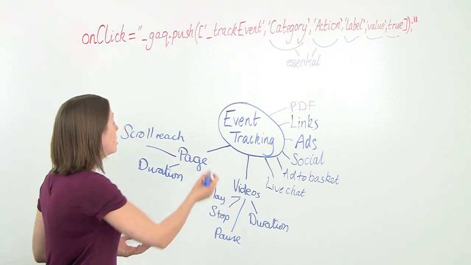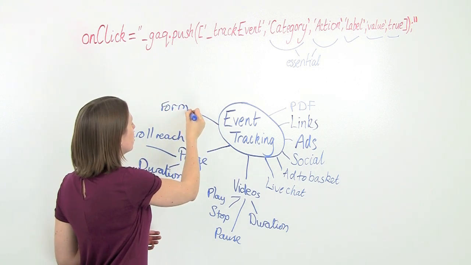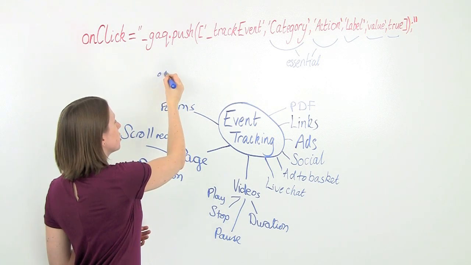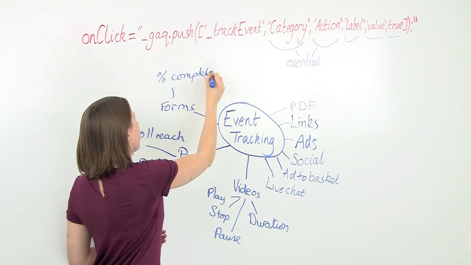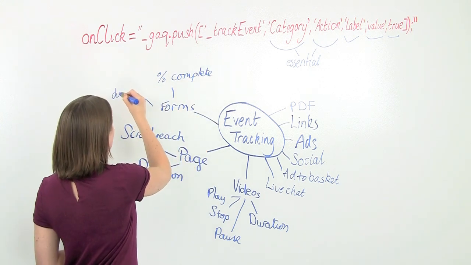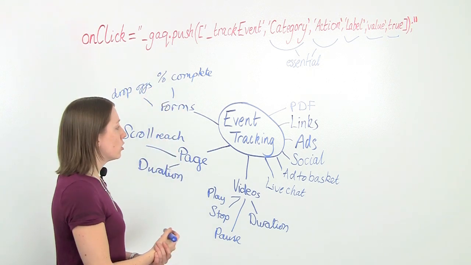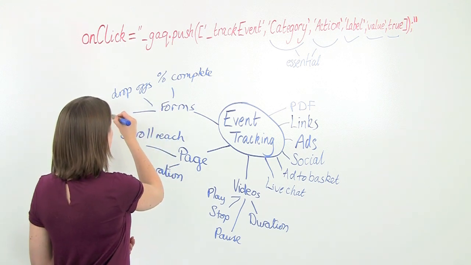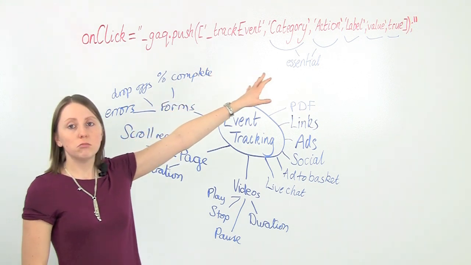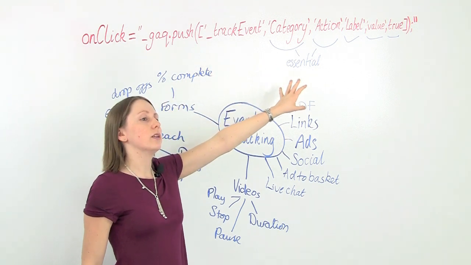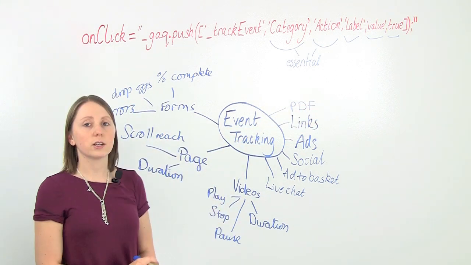form completions. So we've tracked how far down a page people have got, but we can also track the percentage of a form that they filled in, percentage complete. We can track drop-offs, so find out when they stopped filling it in. We could also track any errors that we see with forms. All of these, you basically fill out category and action and the other details if you need them, and then fire that over to analytics, and suddenly you've got a whole host of extra information.